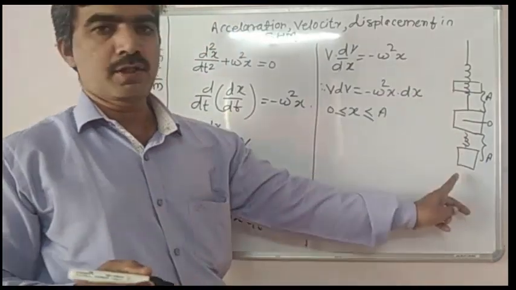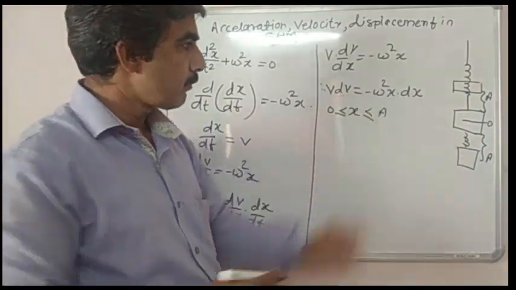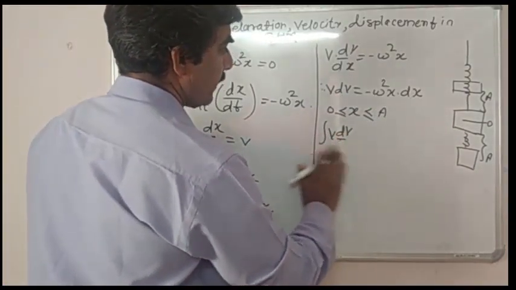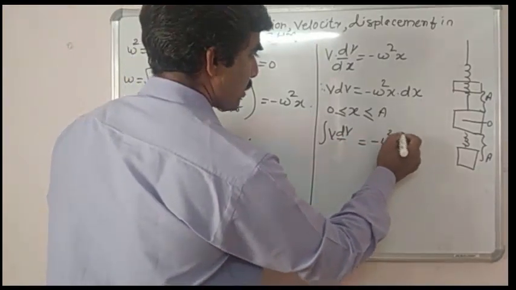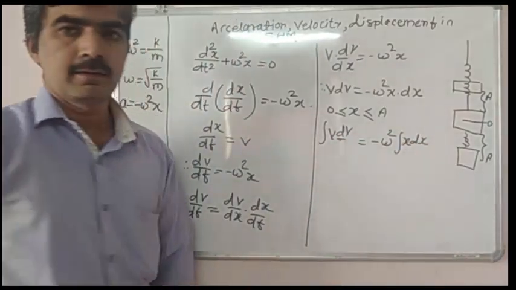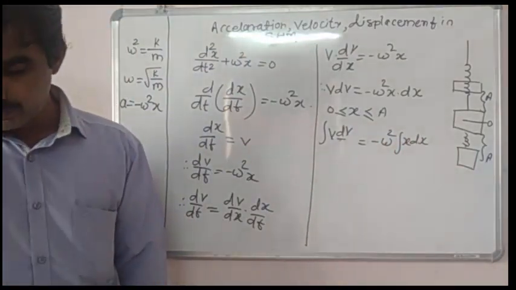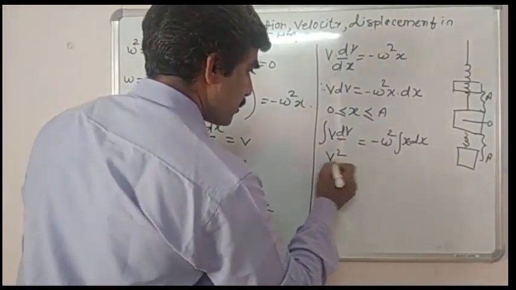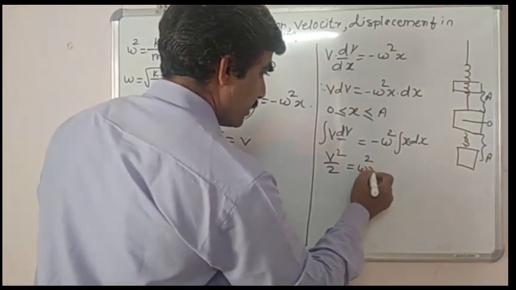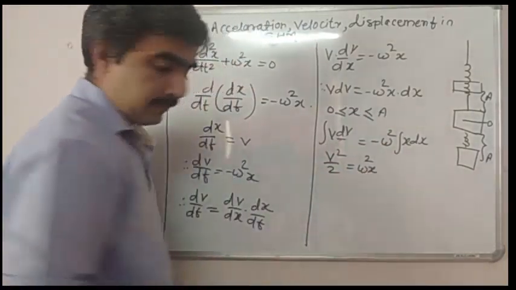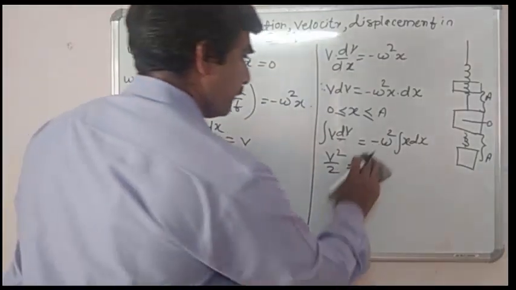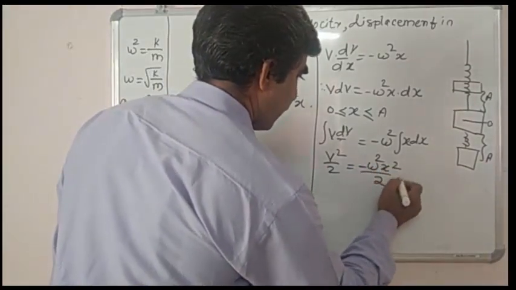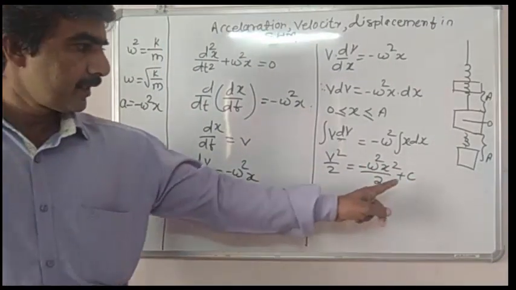Now taking the integration of both sides, we get v into dv equal to minus omega square x into dx. Taking the integration of both sides, we get v square by 2 equal to minus omega square x square divided by 2 plus c. Here this c is the constant of integration.